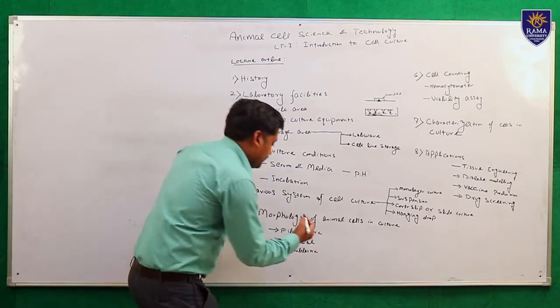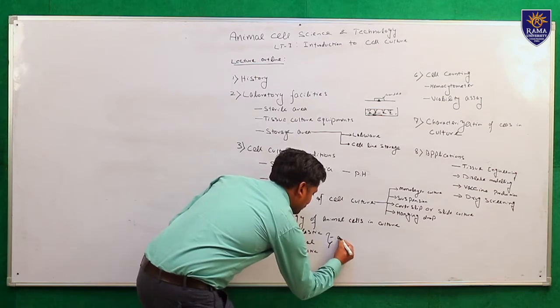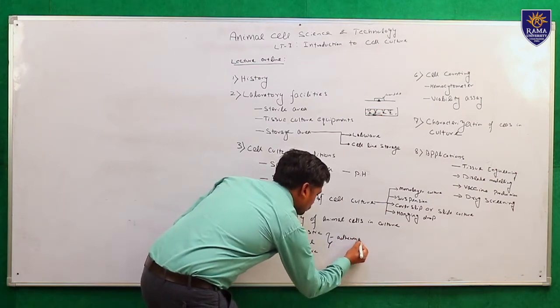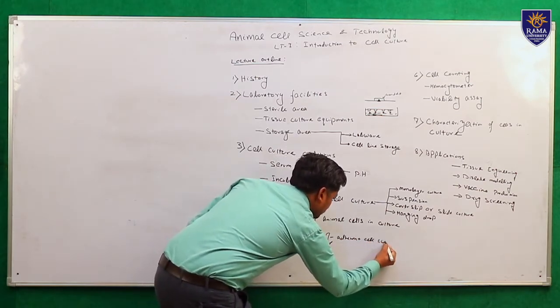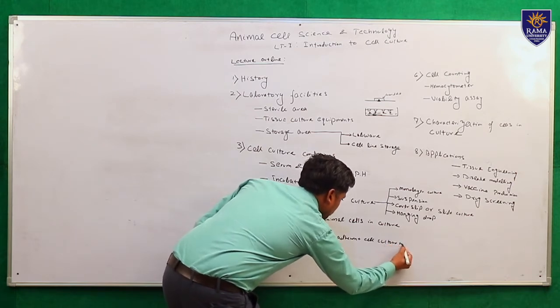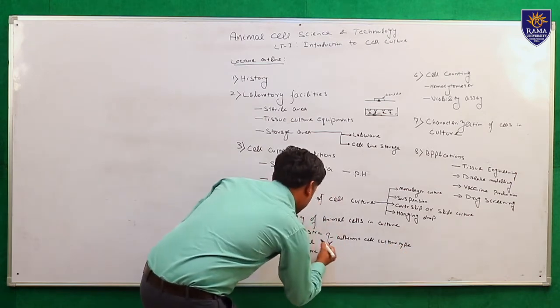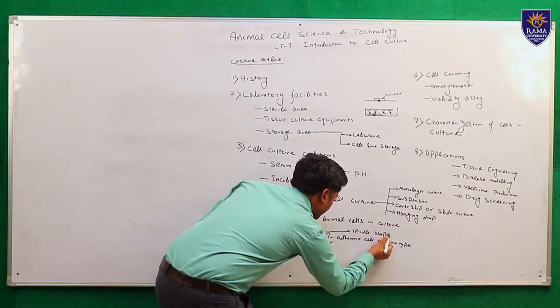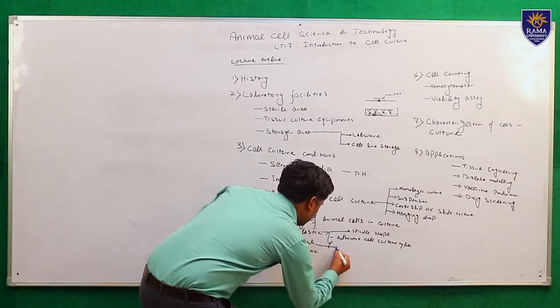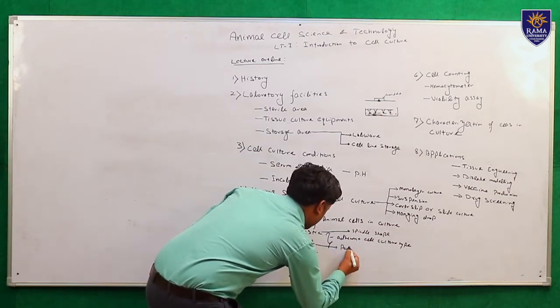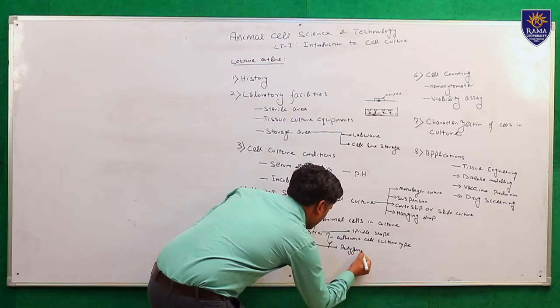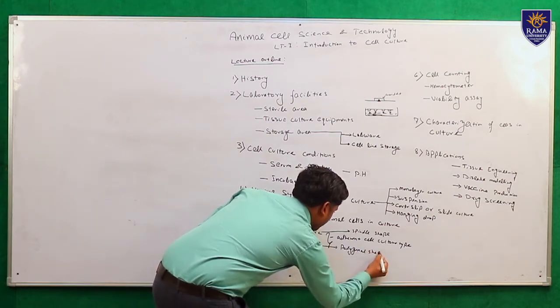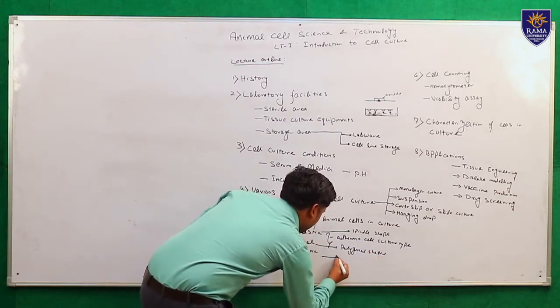Fibroblastic and epithelial are adherent cell culture types. Fibroblastic looks like a spindle shape. Epithelial looks polygonal shaped, and lymphoblastic is round shaped.